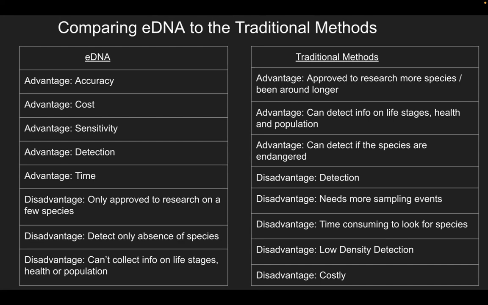Traditional methods, advantages: they are approved to research more species and have been around longer. Traditional methods can also detect info on life stages, health, and population. They can also detect if species are endangered or not, but there are some disadvantages too. They have very low detection, need more sampling events, are more time consuming, have low density detection, and are a lot costlier.